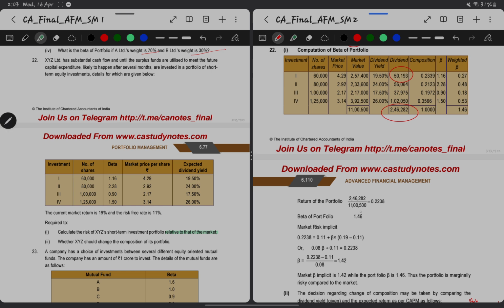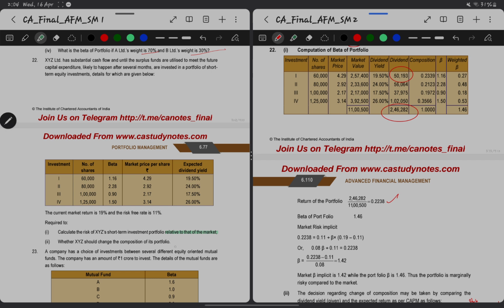The return of the portfolio is nothing but the total dividend, 2,46,282, divided by 11,500, which will give us 0.2238. So 22% is the return of the portfolio.